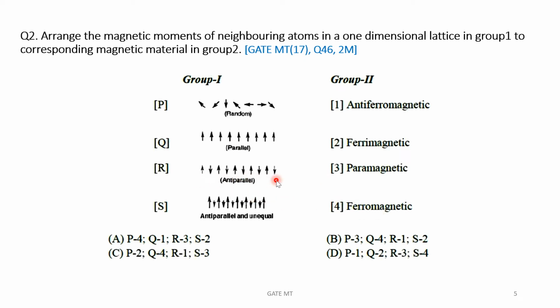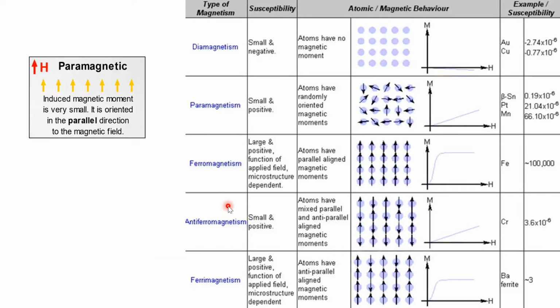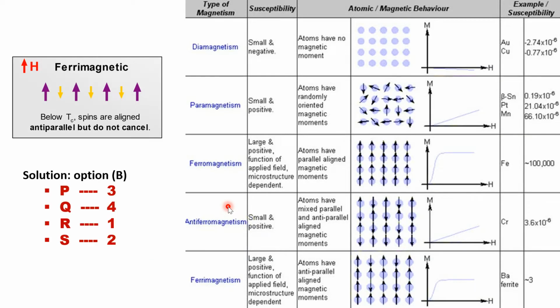Next, anti-parallel material. Even though the material initially had magnetic properties, since they got coupled in equal magnitude and opposite direction, all of the magnetism got lost and it became antiferromagnetic. Next, we have anti-parallel, but still unequal. Arrows are of different sizes, which means that it is ferrimagnetic. So if you see all these options, what will be the answer? The answer will be option B. I hope all of you are clear with the explanation for this question.